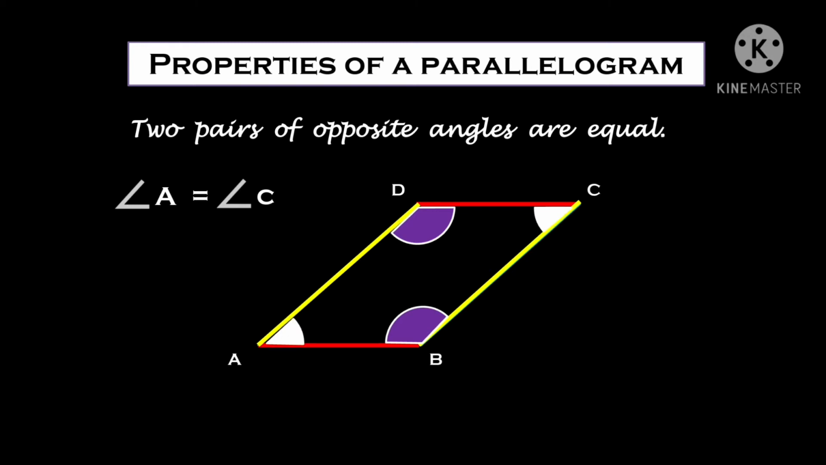That means if angle A is 60 degrees, angle C will also be 60. Now similarly, angle B is equal to angle D. So if angle B is somewhere 120 degrees, angle D will also be 120 degrees. So in a parallelogram, opposite angles are also equal.